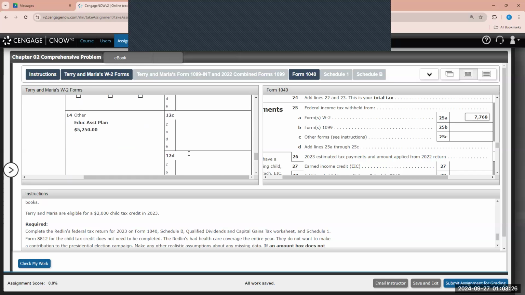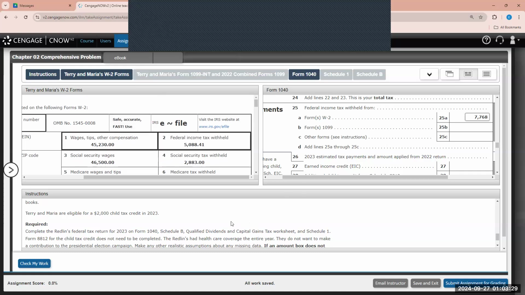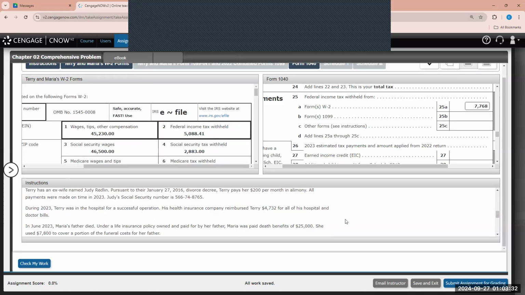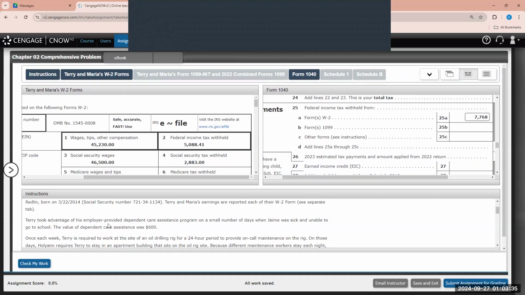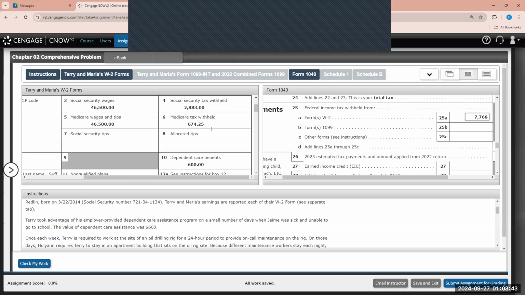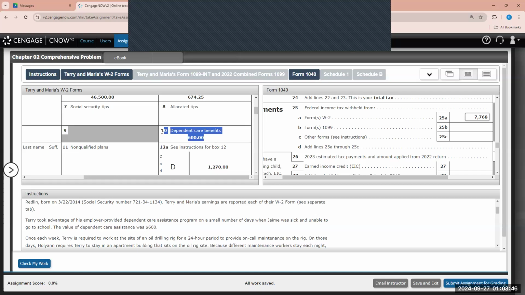All right, just a few key things that I would like to point out. In the fact pattern, it spoke about Terry taking advantage of his employer-provided dependent care assistance program. The value of the dependent care assistance was $600. So if we look at box 10 of the W-2, there's dependent care benefits of $600, but it lets us know that the value of the dependent care assistance was $600. So essentially, he received assistance from his job of $600, and he paid for dependent care of $600. So therefore, none of the dependent care benefits received are going to be taxable.